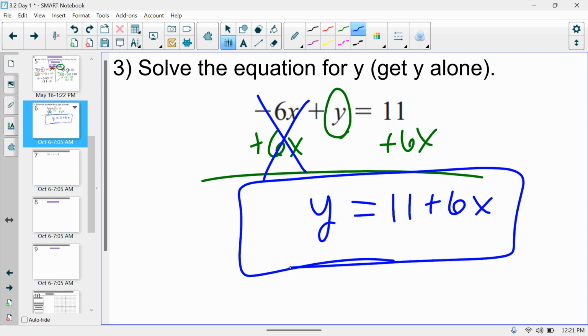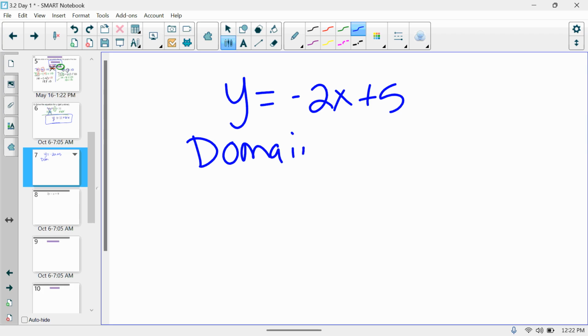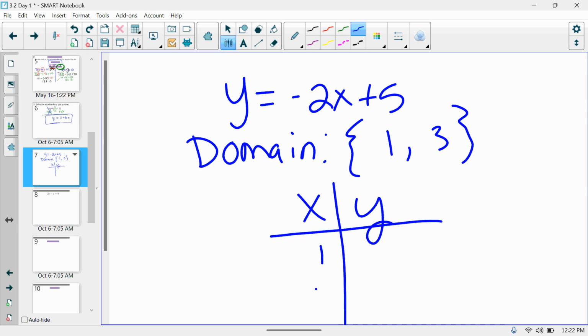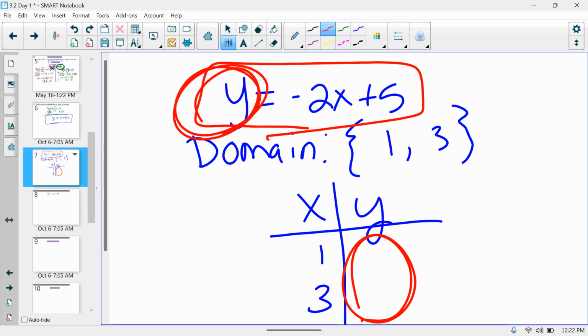Guys, I want to tell you why it's so important to know how to get y by itself like that. So remember yesterday in the lesson when we had to graph equations? We had, for example, y equals negative 2x plus 5, and it gave us a domain of a couple numbers, I'll just say like 1 and 3. Remember how we had to make an XY table and we had to put 1 and 3? And then remember how we put this in our calculator so we could go look at the table and copy what would go there? Do you guys remember that? We're not going to be able to do that kind of thing unless y is by itself, right?